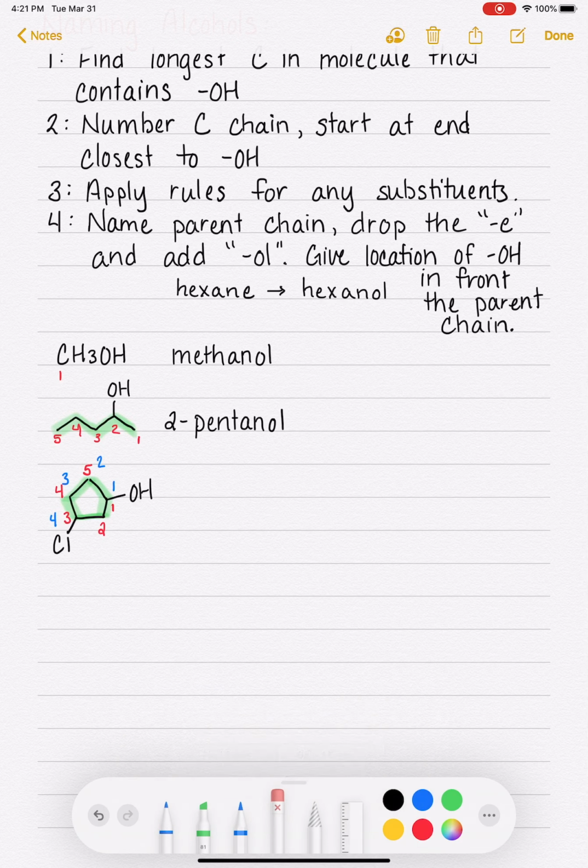We want to give the chlorine the smallest number that we can give it. So now we're going to locate and name our substituent. Our substituent is on carbon number 3. Our substituent's name is chloro. Now we locate the alcohol. It's on carbon number 1. We give the name of the parent chain. It's a cyclo because it's a ring. It's a pentane because it contains 5 carbons. But it's not a pentane, it's a pentanol because it's an alcohol.